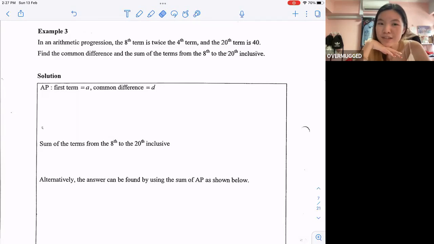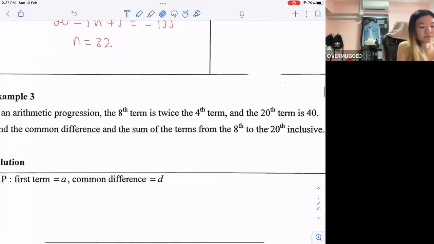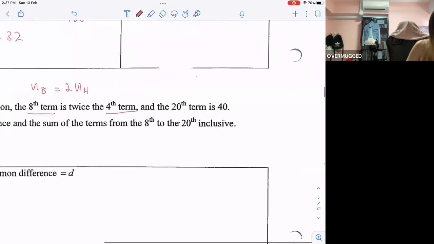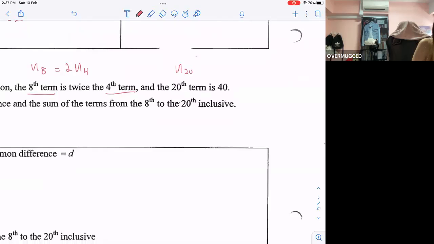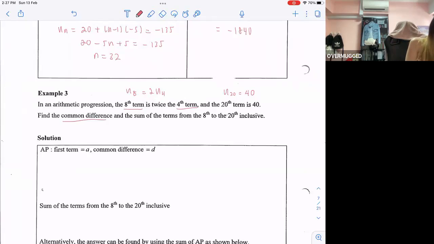Okay, does anyone have an answer for the first part? So in an arithmetic progression, the 8th term is twice the 4th term and the 20th term is 40. Let's break this down first. The 8th term is twice the 4th term, so U8 is 2 times U4. And we know that U20 is 40. Find the common difference, so they want you to find D, and the sum of the terms from the 8th to the 20th inclusive.